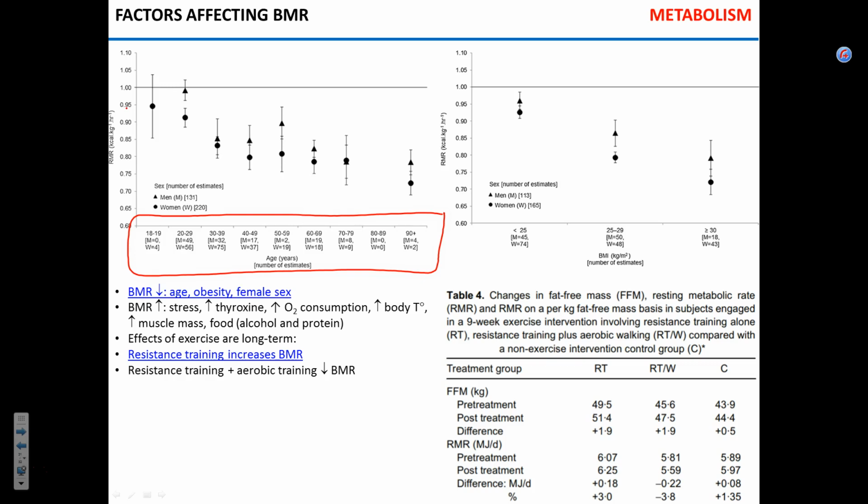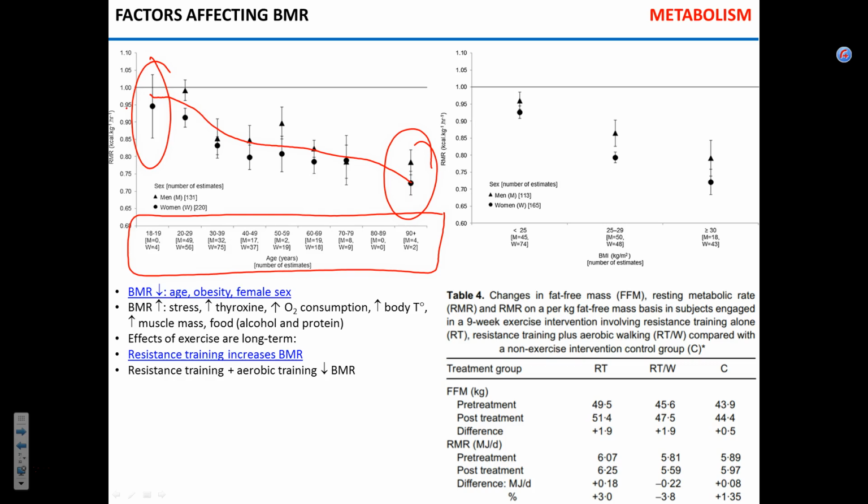Men versus women, so that's based on age, okay? Do you see that? Here is the group 18-19. This is the group 19 plus. You can see that basal metabolic rate decreases. Does that make sense? Now, this is just one study that I found. Okay? It is a very well-known phenomenon. With age, your BMR goes down.